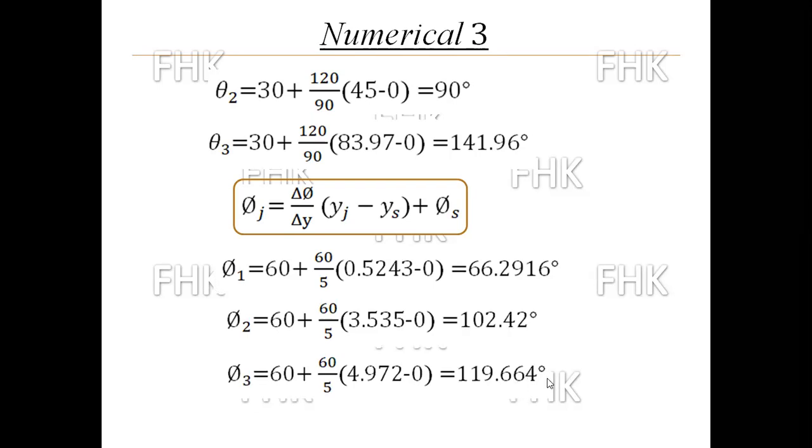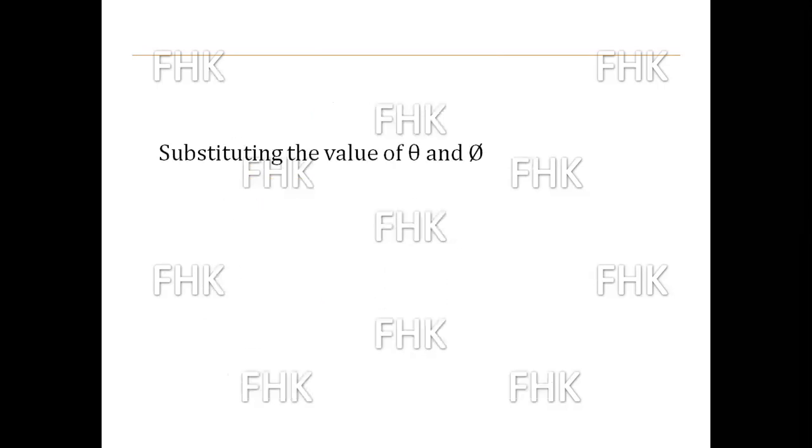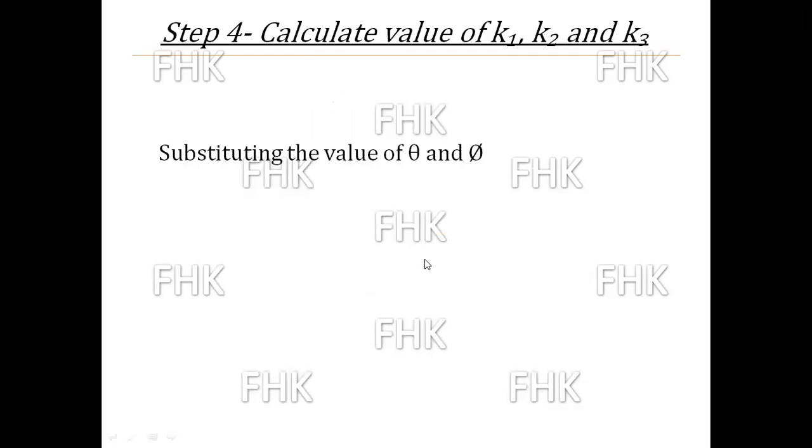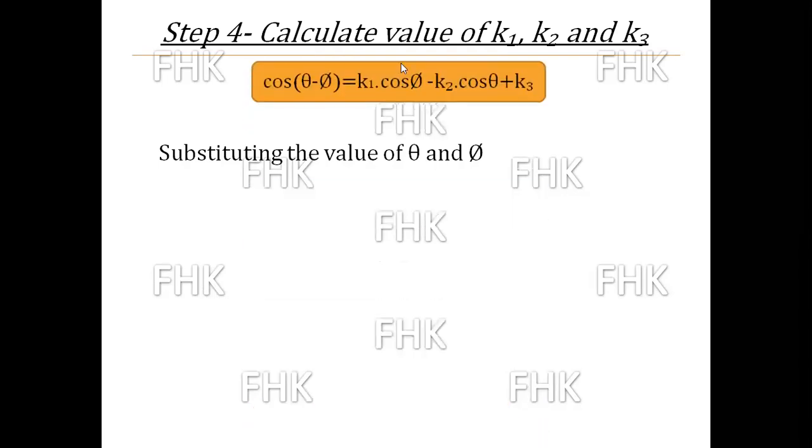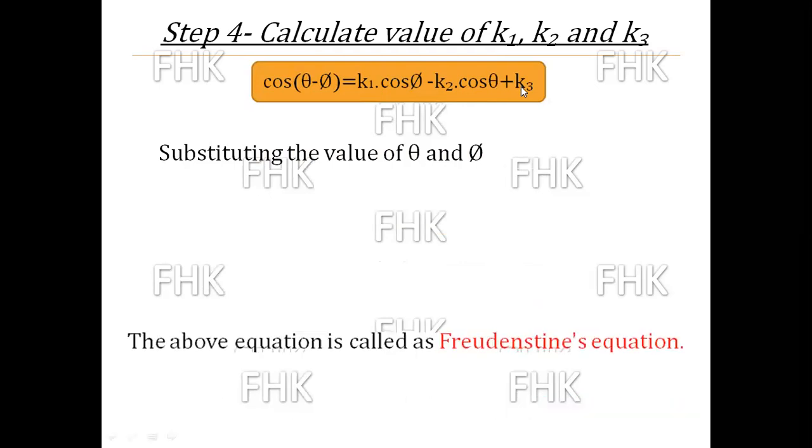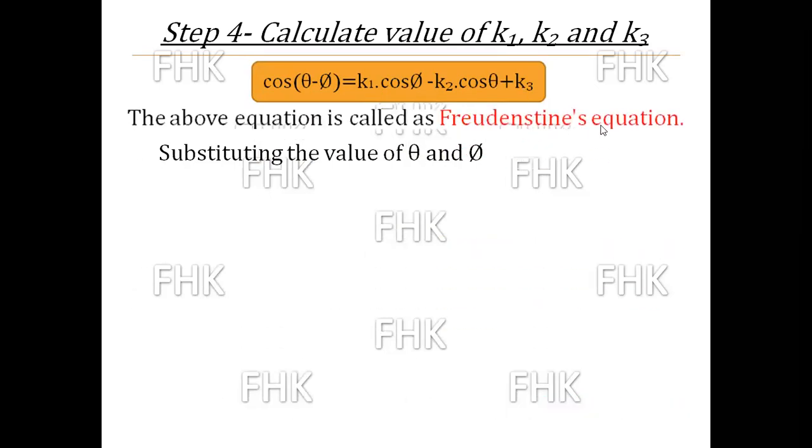119.664 degrees. After getting theta 1, theta 2, theta 3, phi 1, phi 2, phi 3, the last and most important thing is to calculate the values of K1, K2, K3 with the help of the Freudenstein equation. This is the equation we derived in the previous lecture: cos of theta minus phi is equal to K1 cos phi minus K2 cos theta plus K3. This equation is known as the Freudenstein equation.